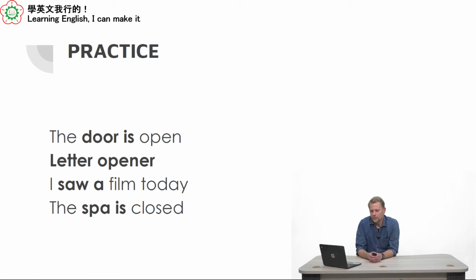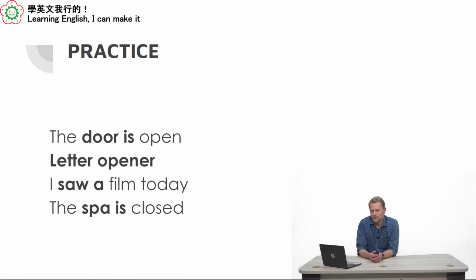The third example, "I saw a film today." In my American accent, there's no R because there's no R in "saw." But in a British accent, they would often put an R between those two because it's two vowel sounds together. So it becomes, "I saw a film today."